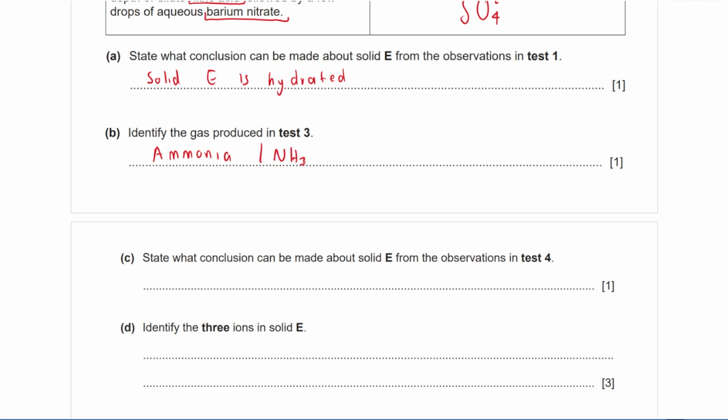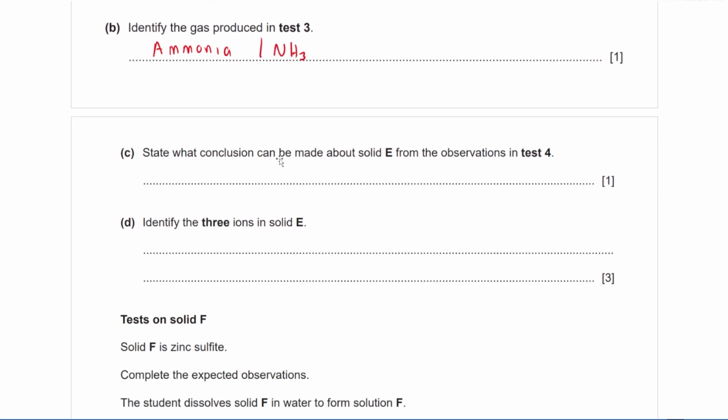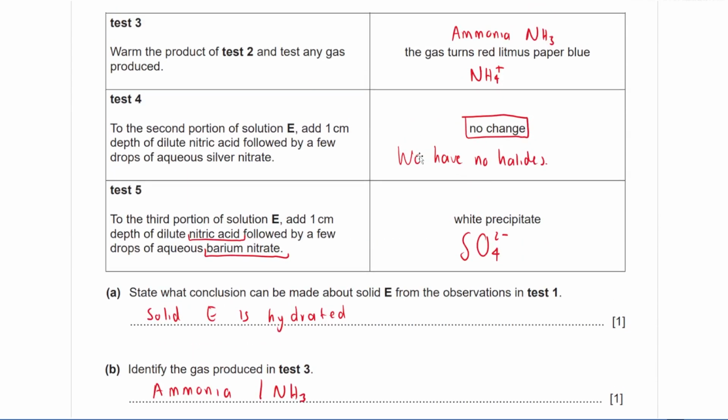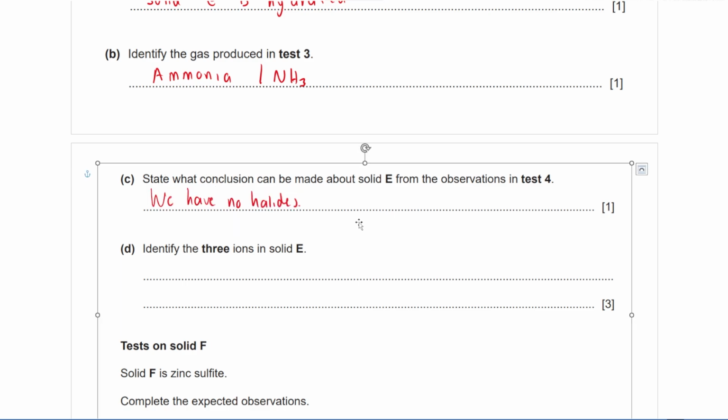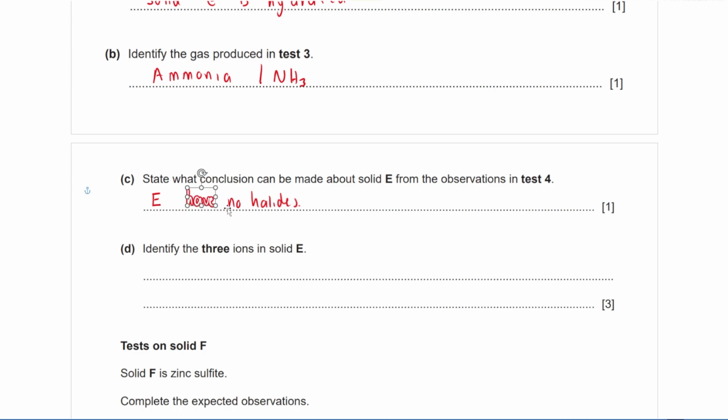Or NH3. Okay. State what conclusion can be made about solid E from the observation in test 4. Well, we have it here, and the answer is we have no halides. Okay, or well, not we, but let's say solid E has no halides.